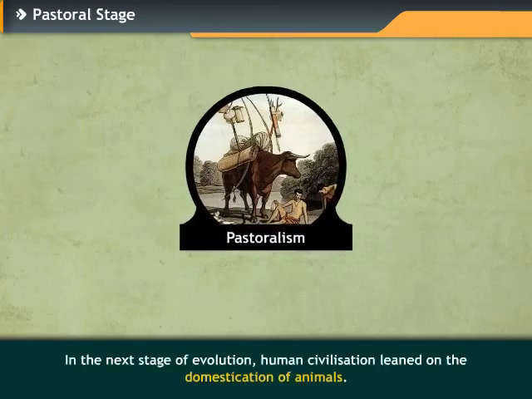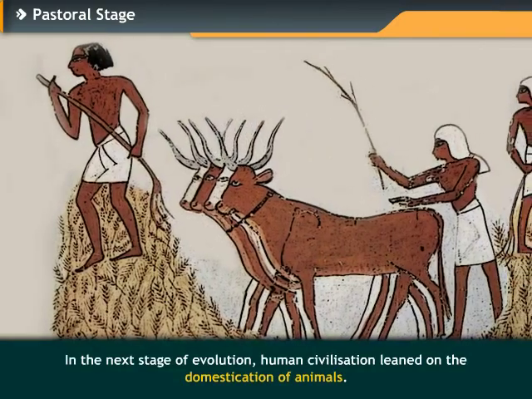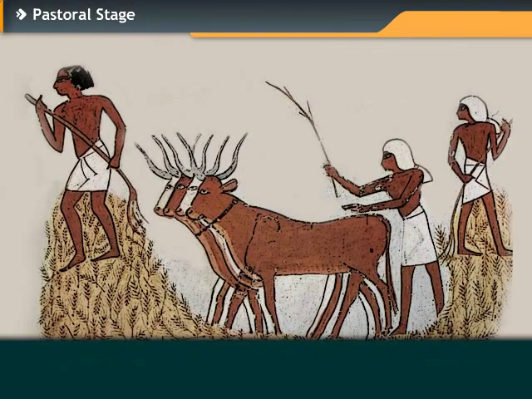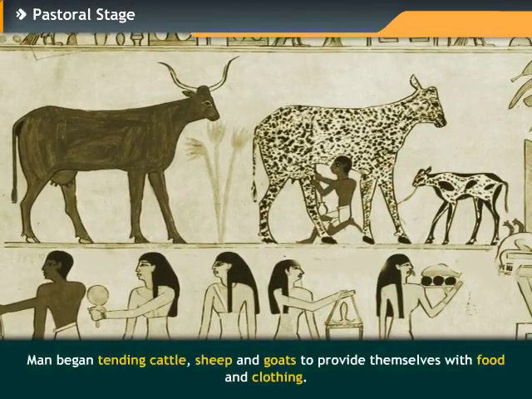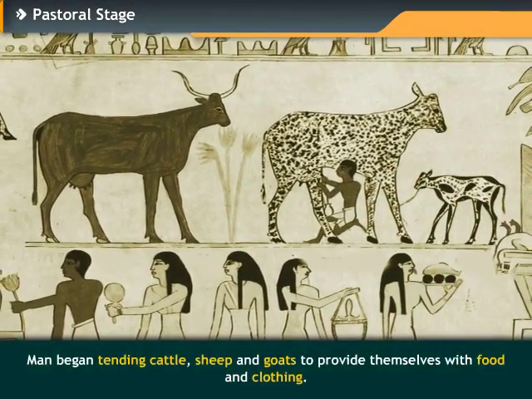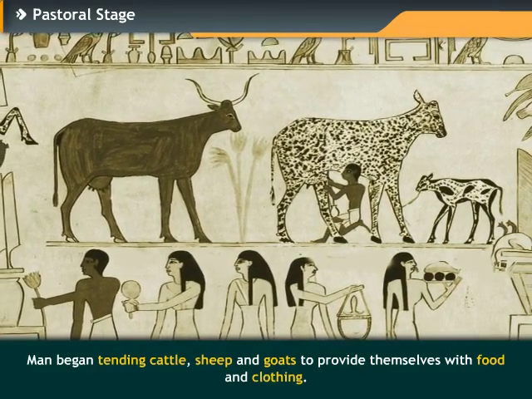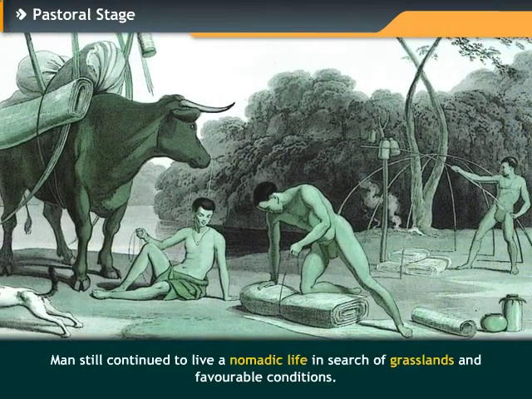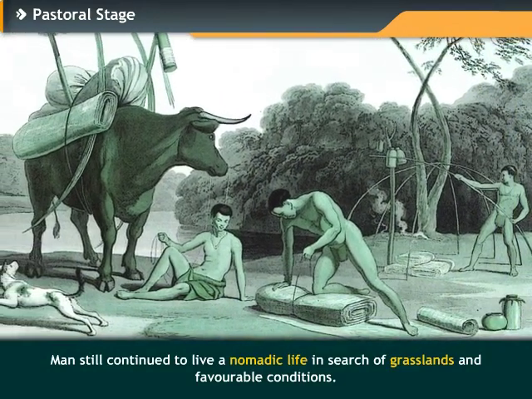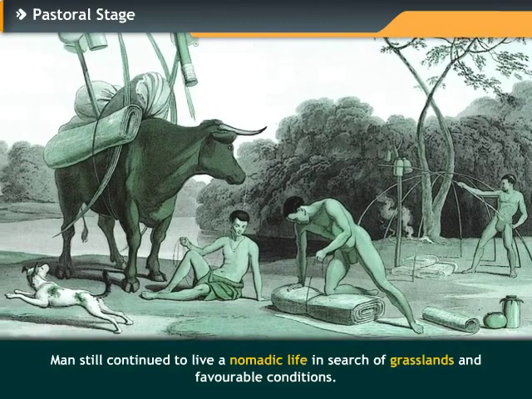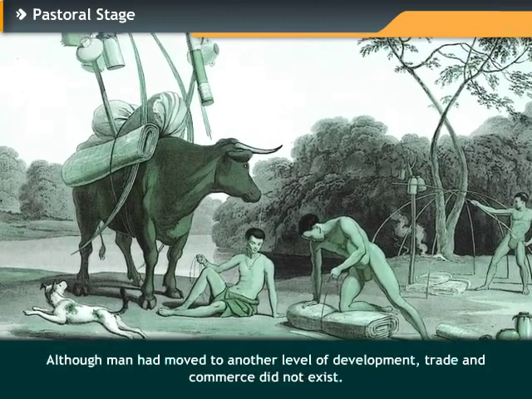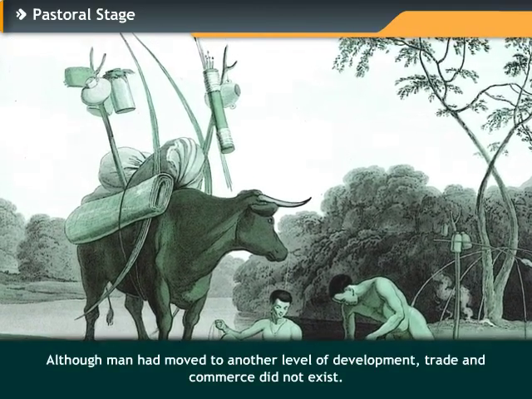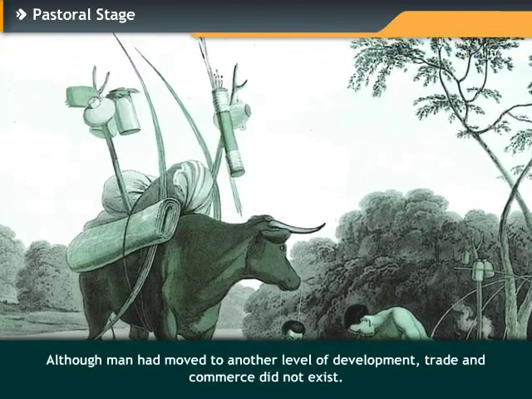In the next stage of evolution, human civilization leaned on the domestication of animals. Man began tending cattle, sheep, and goats to provide themselves with food and clothing. Man still continued to live a nomadic life in search of grasslands and favorable conditions. Although man had moved to another level of development, trade and commerce did not exist.